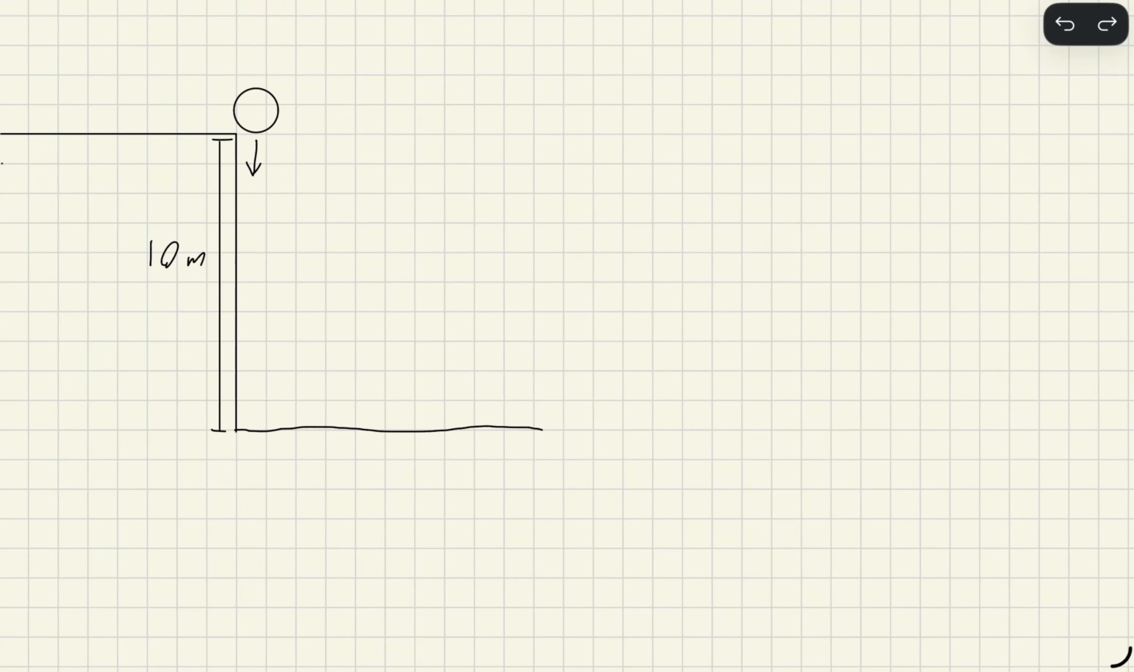In the last video, we answered the question that if a ball was dropped from a 10-meter building, how long would it take to hit the ground? But what if instead of dropping the ball, we threw the ball up into the air instead? How long would it take to hit the ground then?